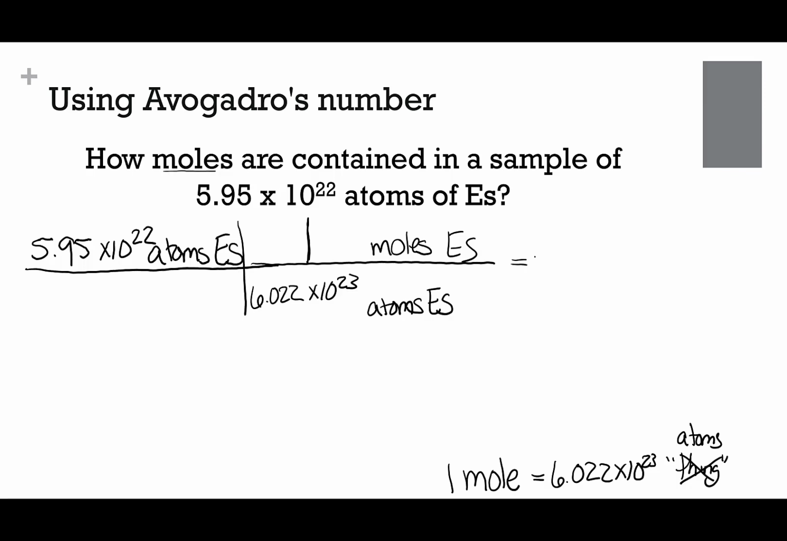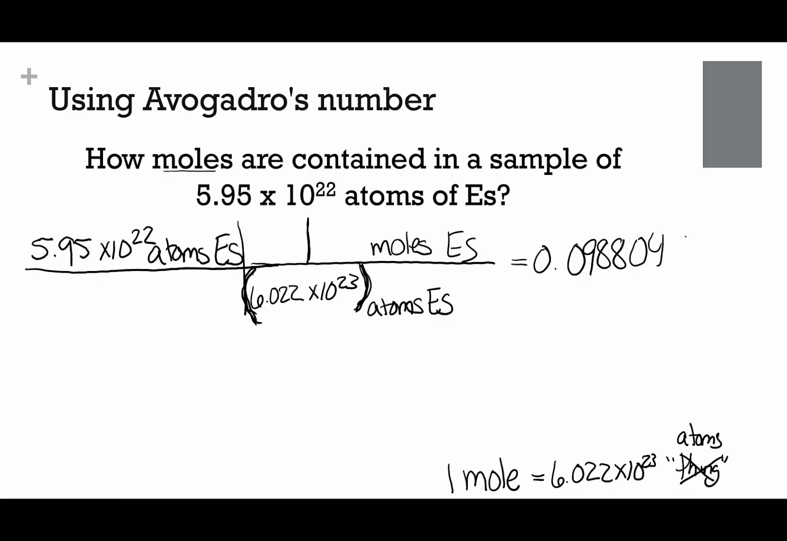Multiply across the top, divide by the bottom. So 5.95 times 10 to the 22nd divided by, programming note, when you type this into your calculator, put it into parentheses. The order of operations will mess up if you do not. So, divided by parentheses, 6.022 times 10 to the 23rd, close parentheses, and the answer that spits out is as follows.